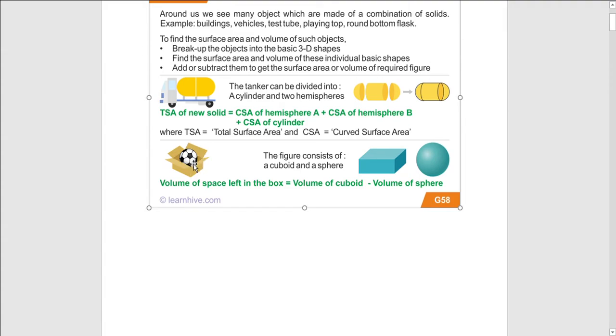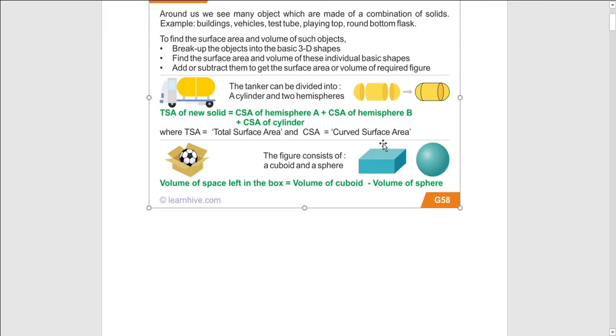Now look at this figure: here is a cuboid box, and here a ball. The figure consists of a cuboid and a sphere. If you are asked how much space is left in between, space occupied means volume. In which container is this sphere kept? The cuboid. It means volume of cuboid minus volume of sphere. This is how we find it out.